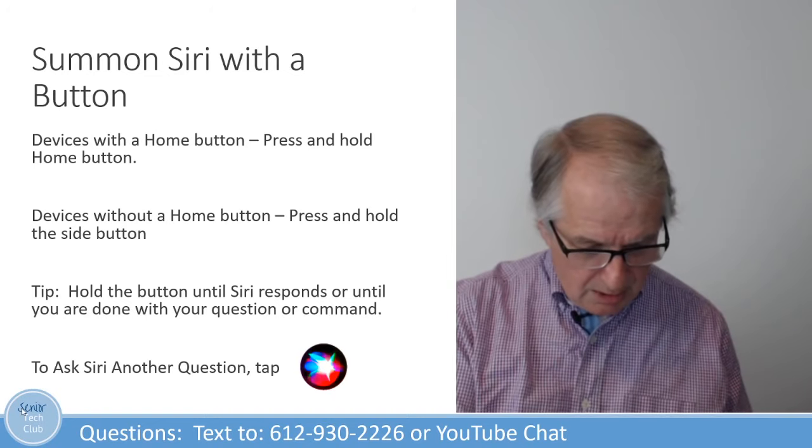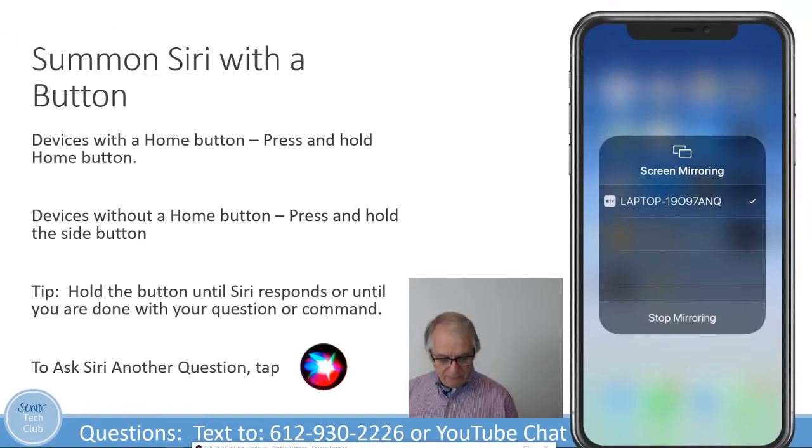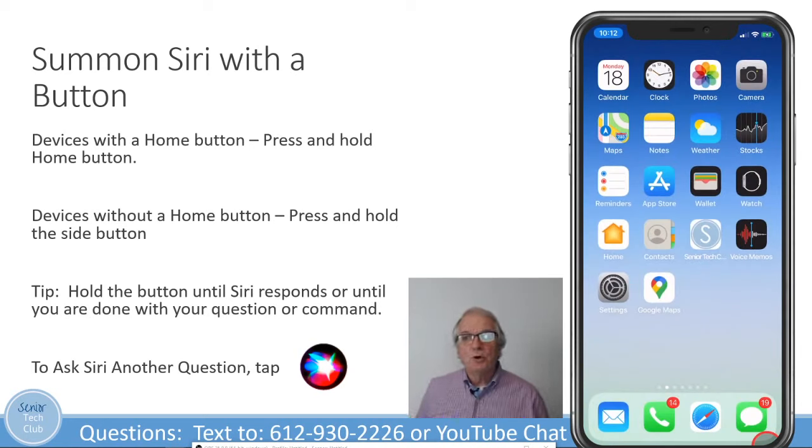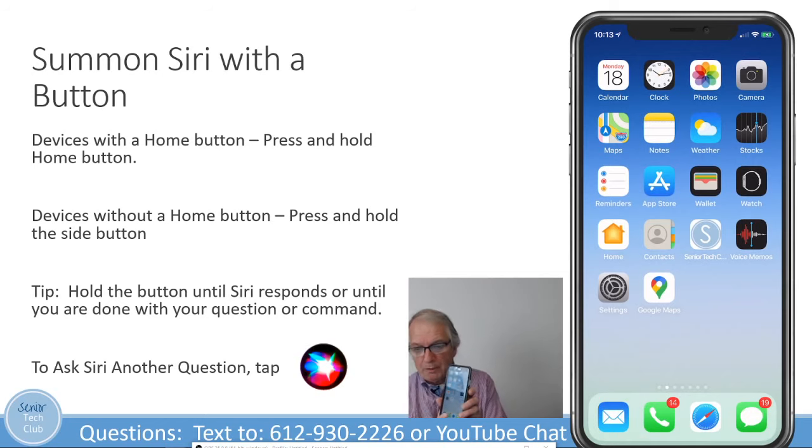All right, and so now the other strategy is if you happen to have an iPhone like my iPhone 11 that does not have a home button, then you are going to use the side button instead. That's the same button that you use to put your iPhone to sleep. So once again, a review is that if you have a device with a home button, the home button will be on the bottom part of the screen, right in the middle of the center. You're just going to press and hold the home button to summon Siri, or you can press and hold the side button. The tip is that you hold the button until Siri responds or until you are done with your question or command.